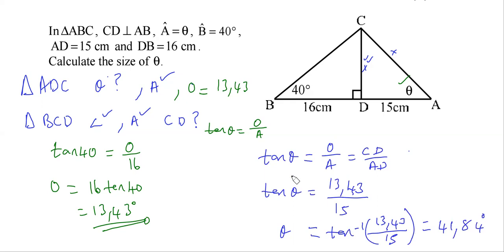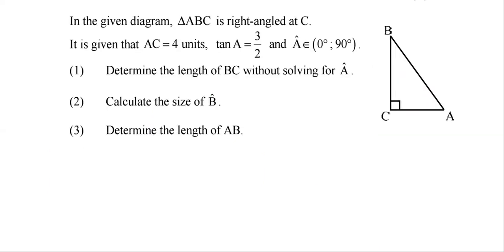41,84 degrees. That is our value for theta there. Okay. Now let's look at the last example. In the given diagram, ABC is right angled at C, so we put 90 degrees there. It is given that AC is equal to 4 units, so we are given that AC here is 4 units.